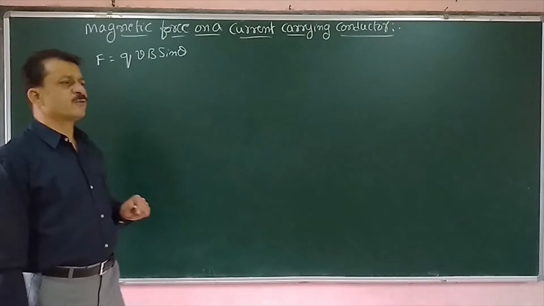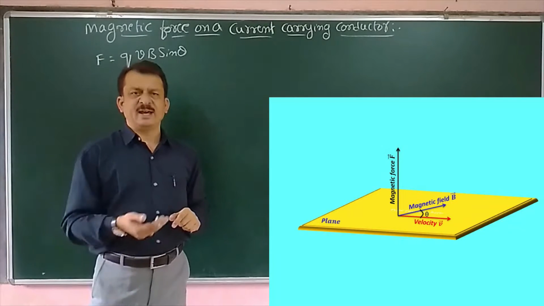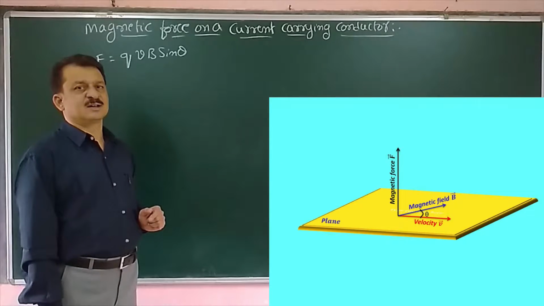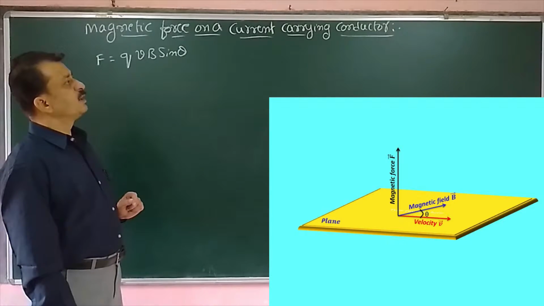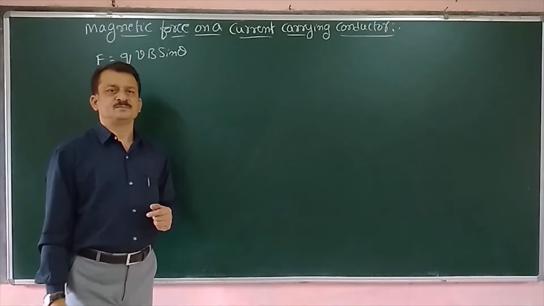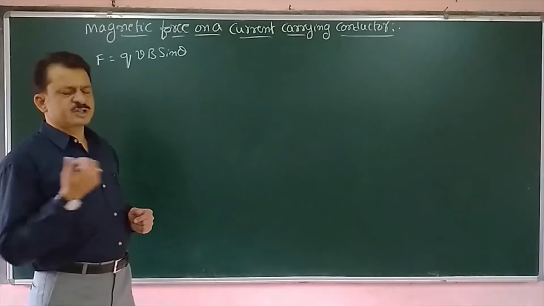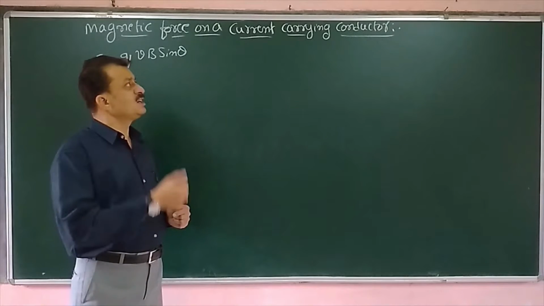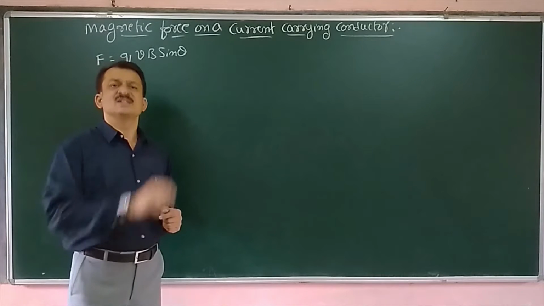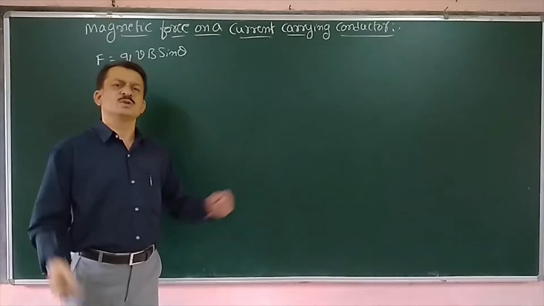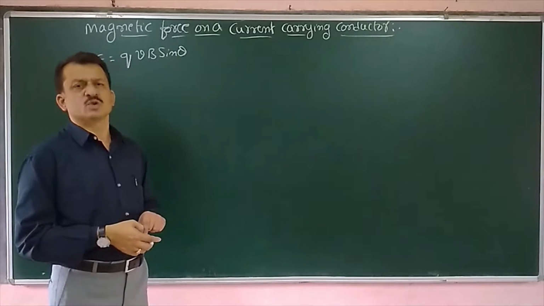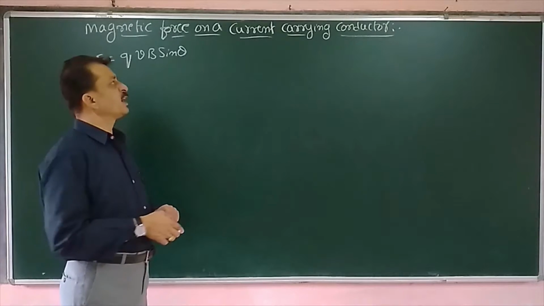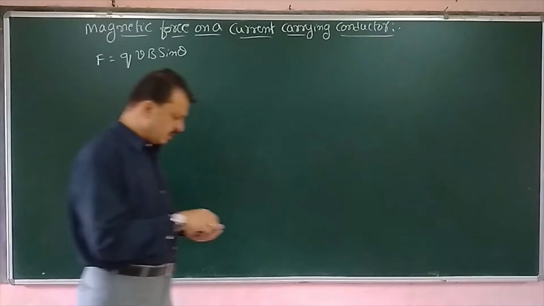The direction of this magnetic force is always perpendicular to the plane containing the velocity vector and the magnetic field vector. Clear? Now here we are going to study a conductor, a rod through which a current is flowing. If the current carrying conductor is placed in an external field, obviously it also experiences a magnetic force. What is the expression for the magnetic force on a current carrying conductor? That we are going to derive.